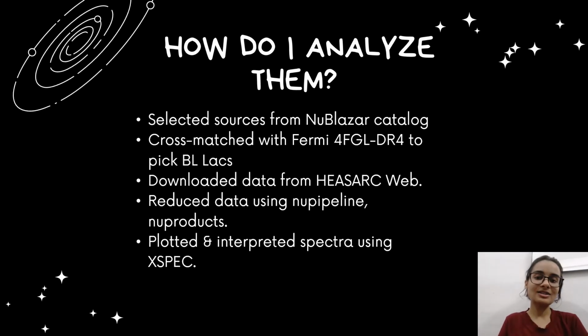Then I cross-matched this catalog with the Fermi catalog, and I found some unique BL Lac sources. Using its object name or RA/Dec also we can search. I used the HEASARC website to download the required data. Then I reduced the data using NuSTARDAS pipeline and NuProducts. Then finally I used XSPEC to plot the spectra, and I checked whether its reduced chi-square is close to 1 or not. If it's close to 1, then it's a good fit.